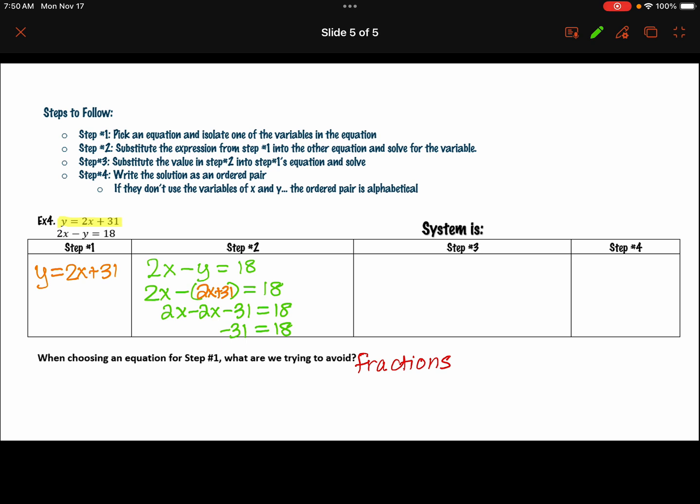And as soon as this happens right here, step 3 is not used, and we can go directly to our final answer. And in this case, it is no solution. That is a false statement. Negative 31 cannot equal 18. So we know that it means two lines are parallel, so it is inconsistent. And that is the end of today's notes.